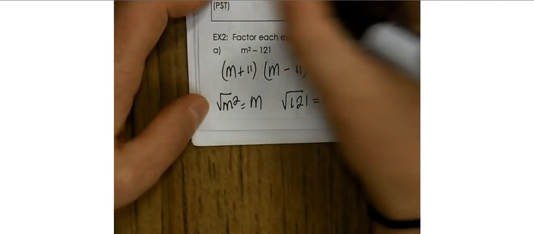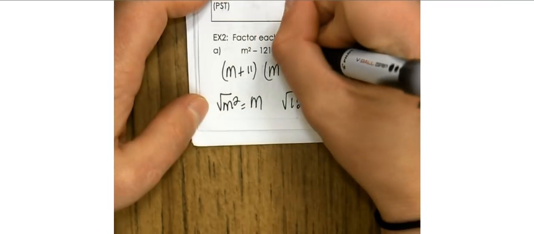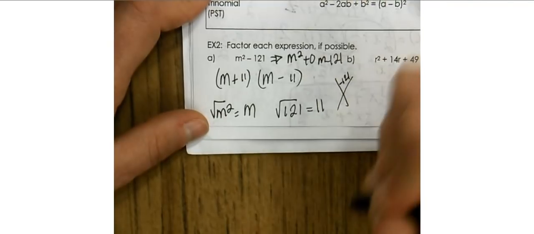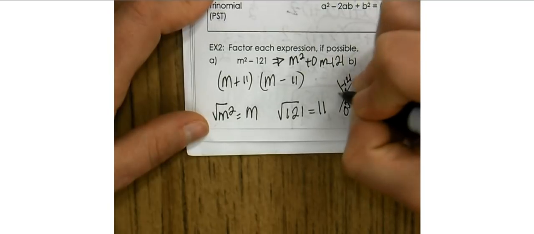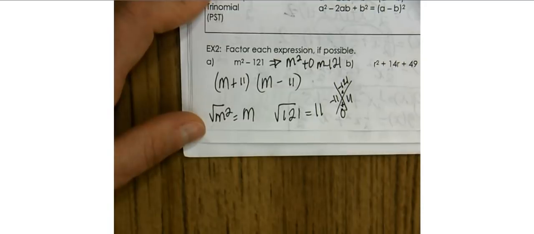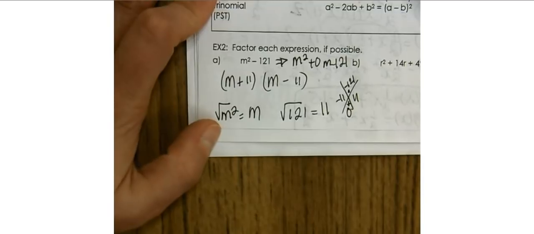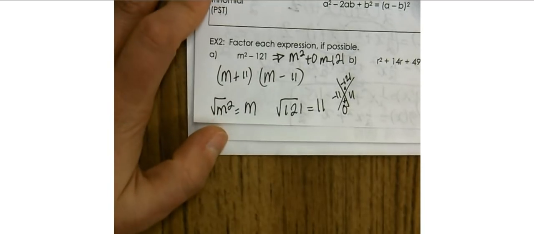Another approach is you could also rewrite this as m squared plus 0m minus 121 and do the x thing. You could have also said, what two numbers multiply to equal negative 121 but together add to equal 0, and get a negative 11 and a positive 11, but I personally think that that's too much work. Just know the pattern and call it a day. So that's our first pattern.